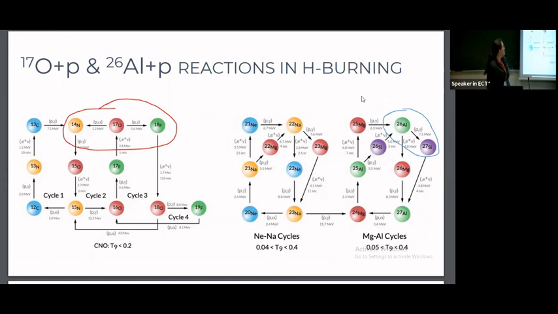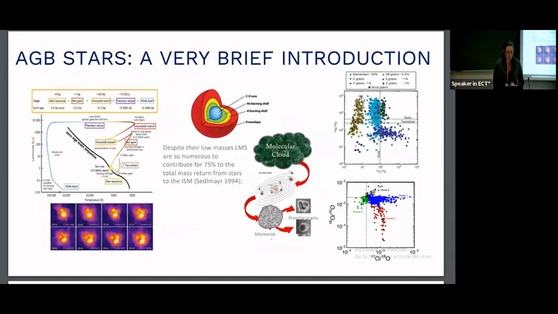But these reaction processes are very sensitive to the temperature. So the abundances of aluminum-26, as well as the abundances of oxygen-17, are good thermometers, a good probe to give us information about the nucleosynthesis environment. In particular, about low temperature nucleosynthesis environments, such as AGB stars.